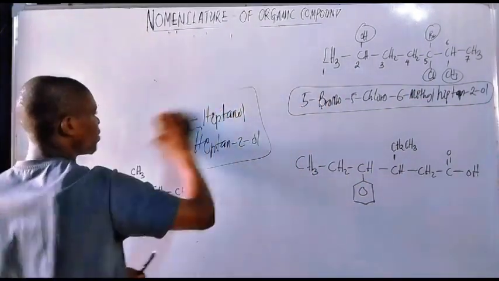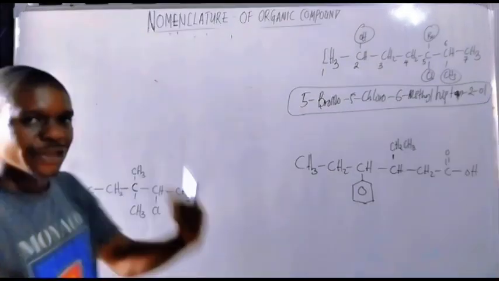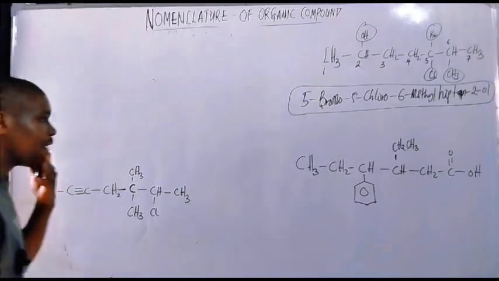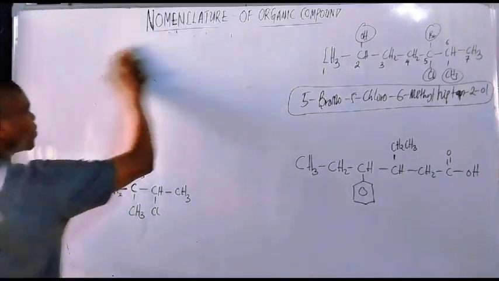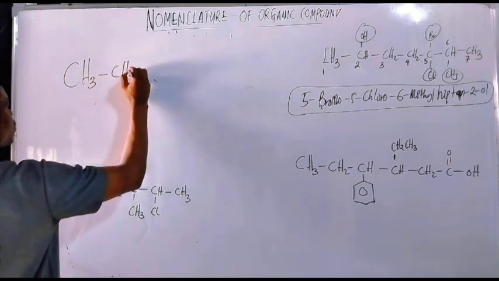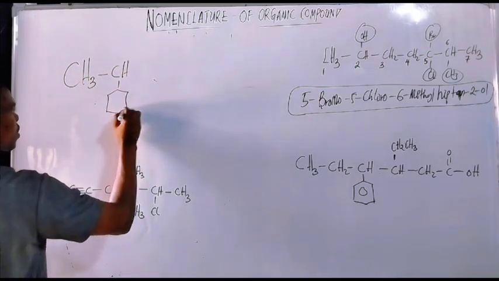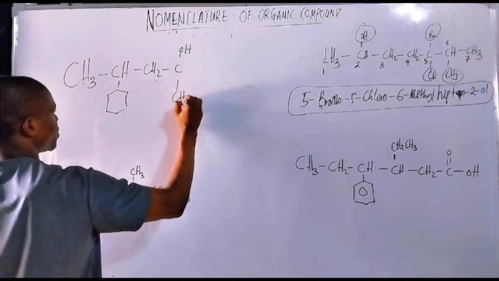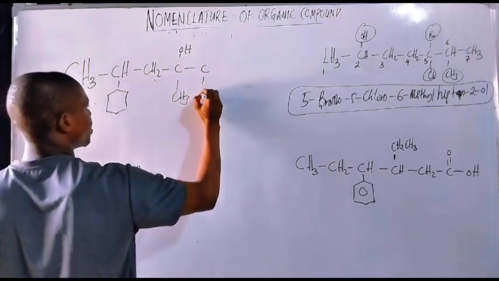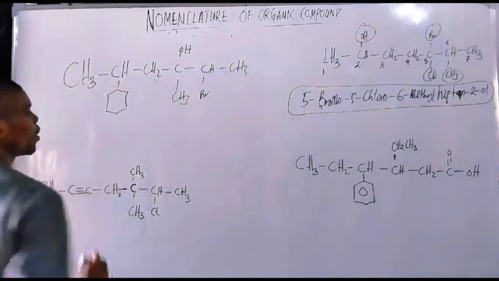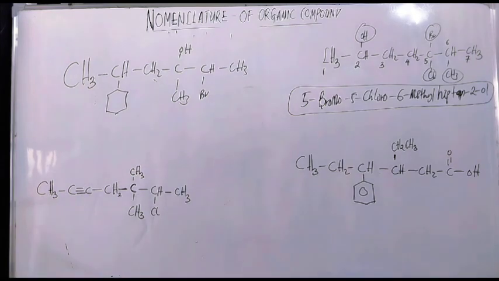Let's do some practice problems. It's still the same nomenclature, still a repetition of everything. See, the same thing. So you go ahead and name this for me. CH3, here we have CH2, COH, here we have CH2, BrOH, CH2. Go ahead and name it and leave it in the comment section.